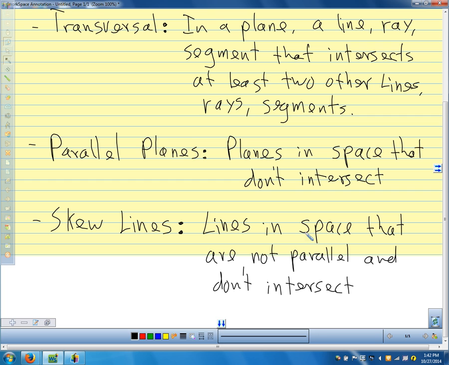All right, so questions on our little bit of vocabulary? Yes? Basically, the only way that can happen is they can't be on the same level as each other. Yeah, that's kind of the idea. They can't be on the same level.